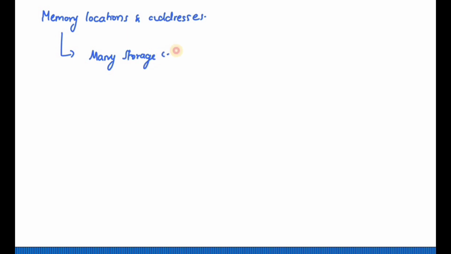In this video, we are going to discuss memory, locations, and addresses. We know that the computer has a memory, so we are going to discuss how it is organized. The memory consists of many storage cells, which are used to store bits of information.